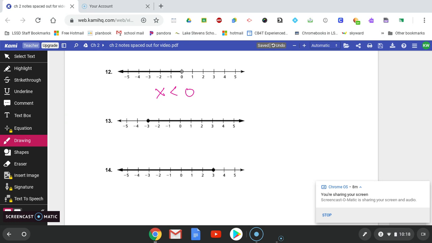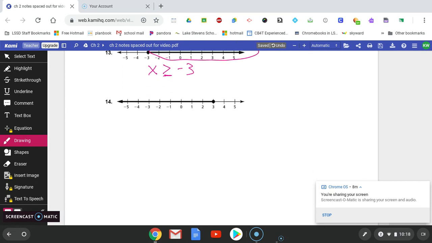Okay, so I have x compared to negative 3 this time. It's going to the right, so x is greater than. All these numbers over here are greater than negative 3. And because it's a closed circle, we do want to show that it's greater than or equal to. And number 14, we have x compared to 3 this time. It's a closed circle going to the left, so it'd be less than or equal to.